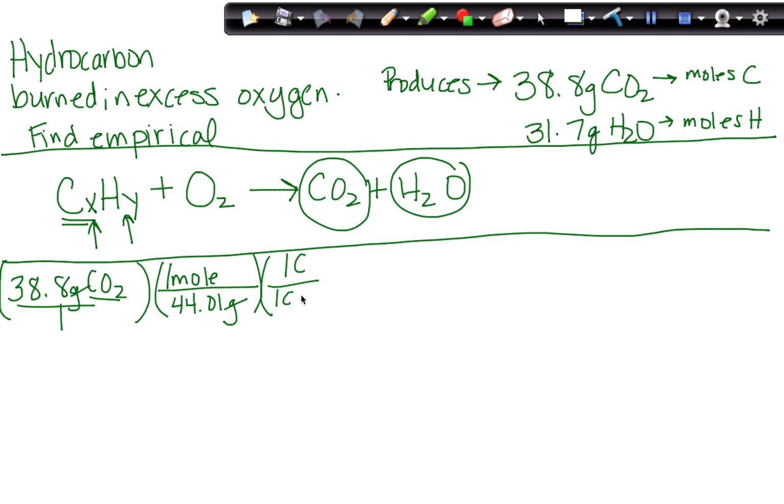There's 1 C for every 1 CO2, so I've now gotten out of CO2, and now I'm in moles of carbon. When I multiply and divide out, I find out that that represents 0.88162 moles of C. Remember, we're ignoring significant figures here because we're just getting ratios. So we're not rounding any significant figures in combustion analysis.